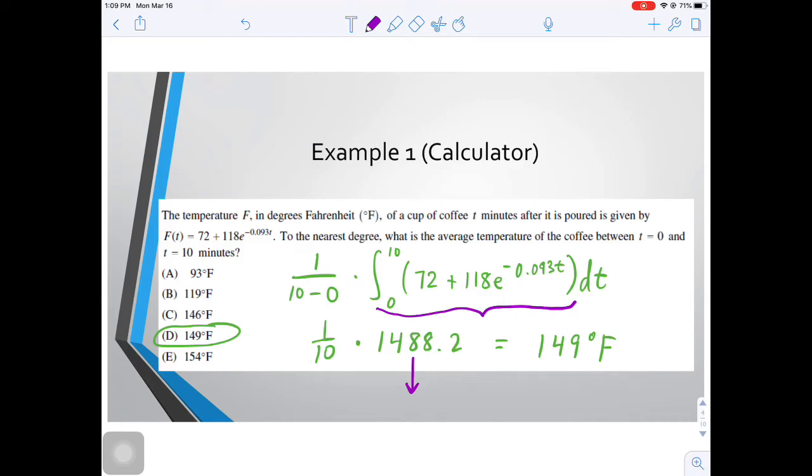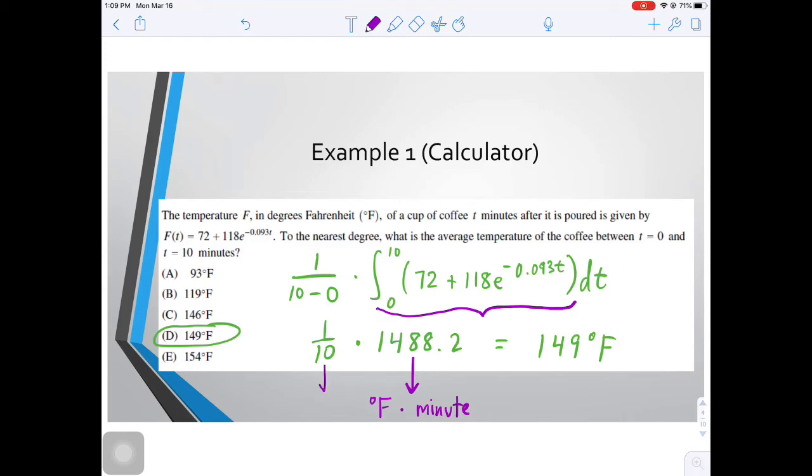The units on this antiderivative are a little bit odd. If we just had the function in degrees Fahrenheit and we differentiated it, we would get degrees Fahrenheit per minute. But we are anti-differentiating it, which means we actually end up with some odd function that is in degrees Fahrenheit times minutes, because we're going backwards. So that doesn't mean a whole lot to us by itself, but the units on that 1488.2 would be degrees Fahrenheit times minutes.